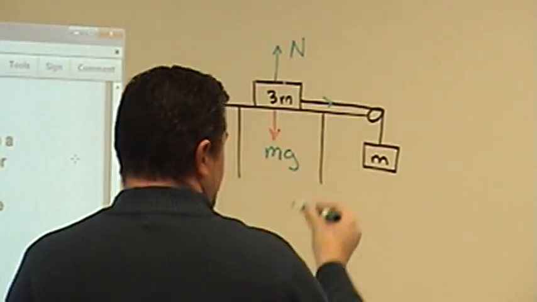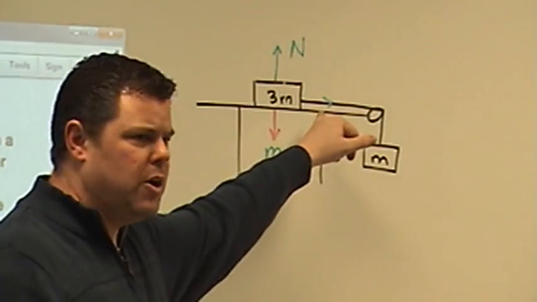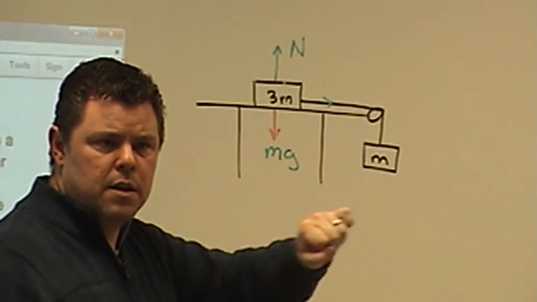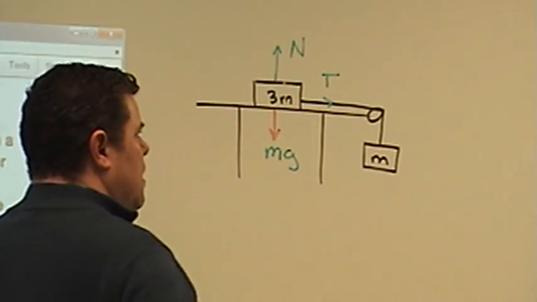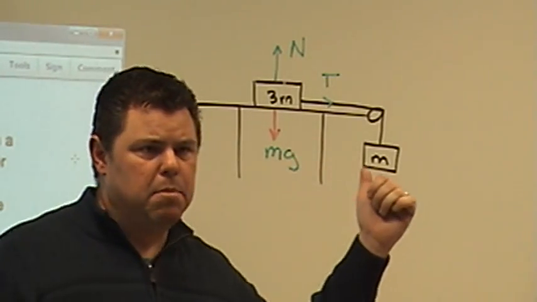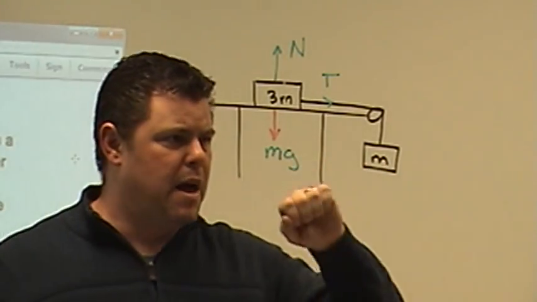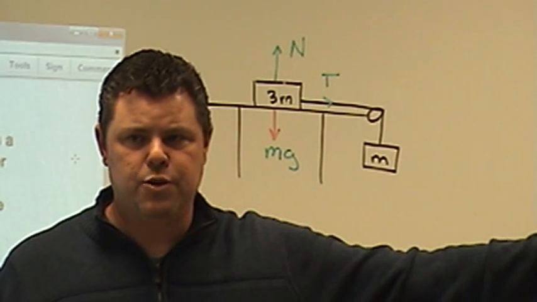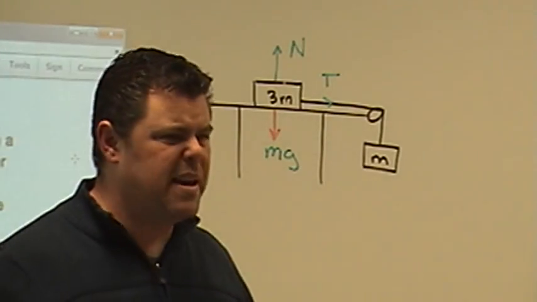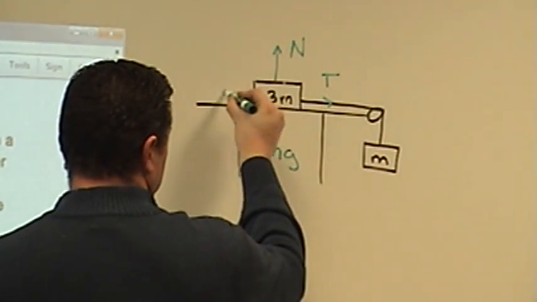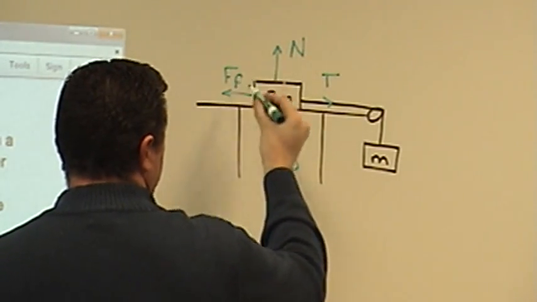If something's pulled by a string, rope, chain, whatever, what do you call that kind of force? There you go, tension. If there's friction between the block and the surface, and the block's being pulled to the right, what direction do you think friction would go? To the left. Friction always opposes motion. It makes things difficult. That would be the direction of friction.